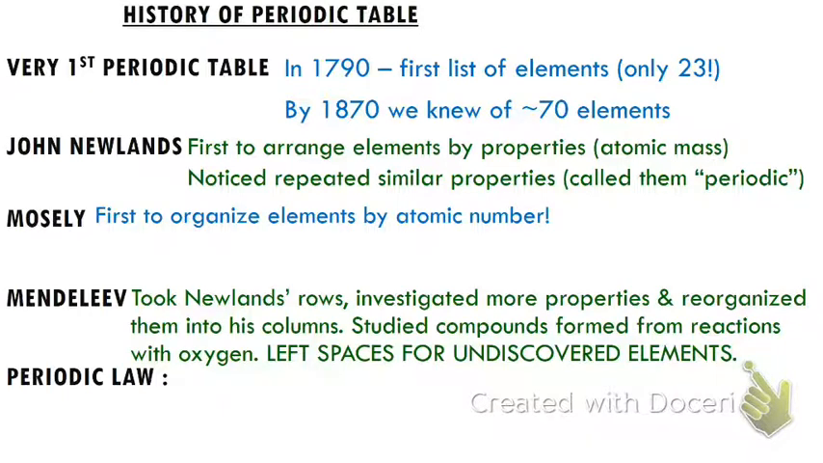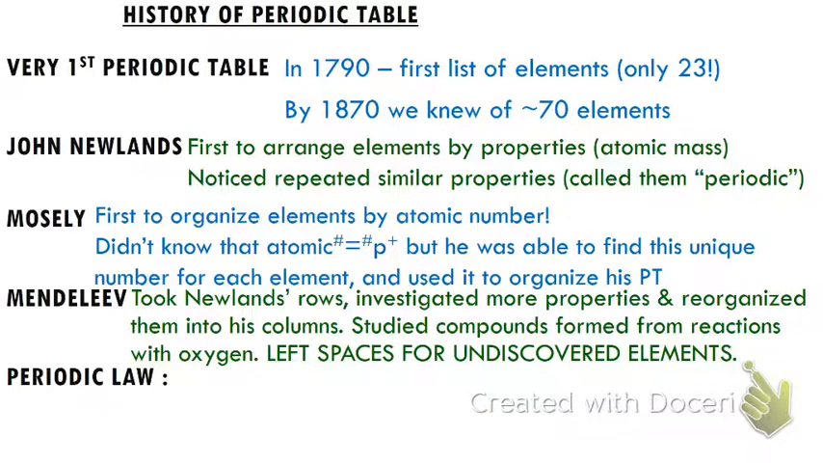Moseley was the first to organize elements by their atomic number, which of course is how our periodic table is organized today. So he is a big contributor to this periodic table. But when it comes down to it, he didn't really know what the atomic number was. He didn't know that it was equal to protons. He had no idea what a proton even was back then. But he was able to find this unique number for each element, and he used that to organize his periodic table.